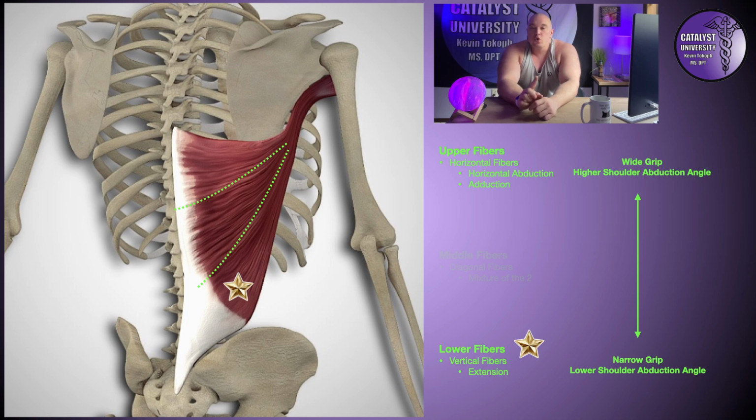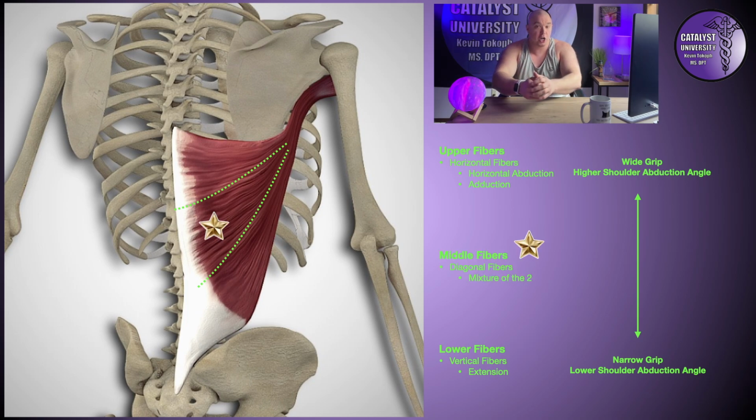If I go now to the lower fibers, the lower fibers have a much more vertical trajectory. Not totally vertical, but mostly vertical. That means they're going to facilitate more shoulder extension-based movements, where the arms are coming closer to right by the sides. You might be able to see where this is going already, and I promise we'll piece it together in just a minute. The middle fibers are going to be a blend of the two.